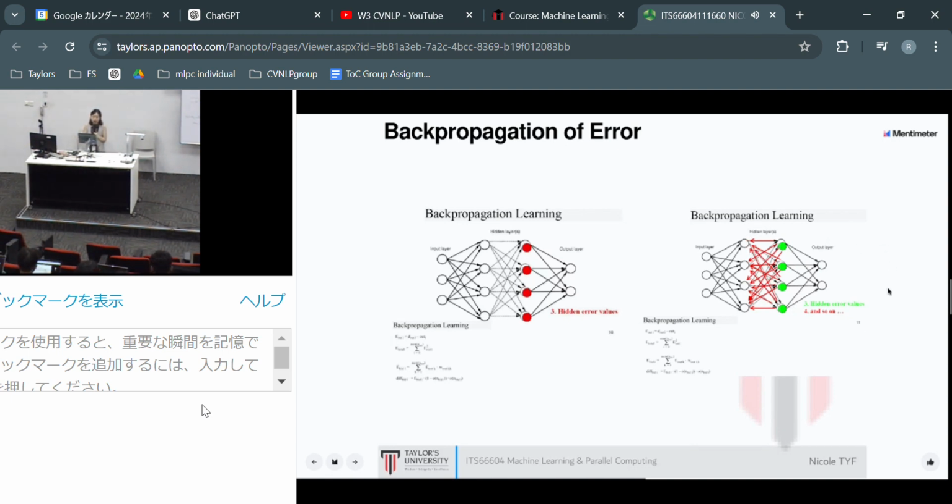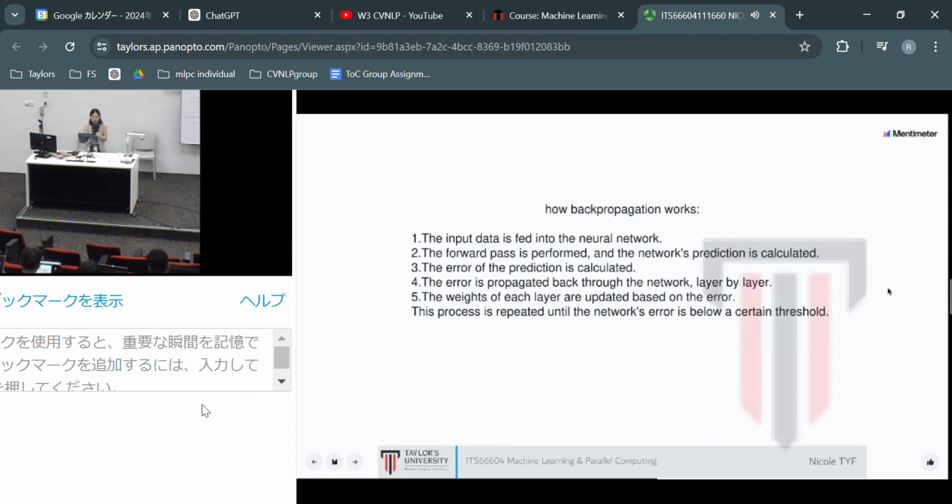How backpropagation works in summary is that our input data will be fed to this neural network, where a certain set of predictions is calculated based on randomly initialized weights. Then the error of the prediction will be calculated and propagated back through the network layer by layer, to adjust the weights over and over again until it reaches a point where the output is very close to our expected output. Okay, that is backpropagation, and that is the idea of how a neural network learns from our data.